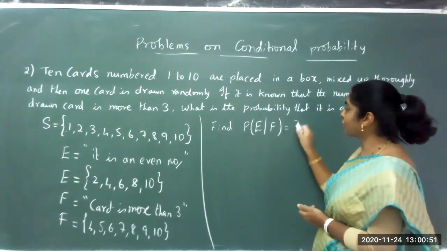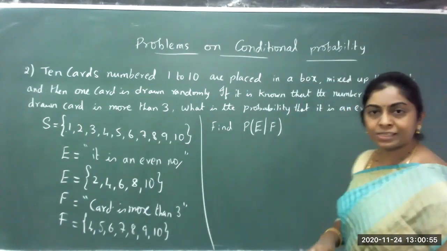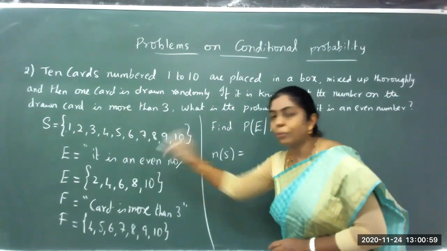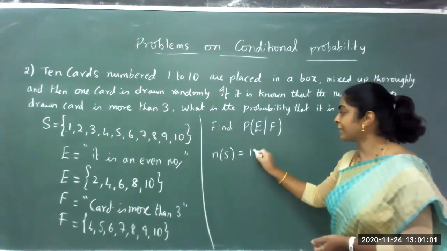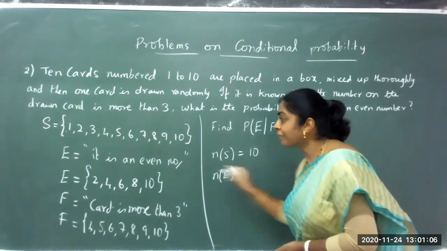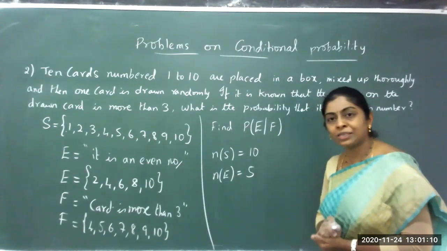I have to find out this one. This is unknown. Now, if I have to find this, the first thing I have to consider is the number of elements in the sample space. How many elements are there in the sample space? 10. Then the number of elements in event E. Event E is when it is an even number. There are 5 elements.